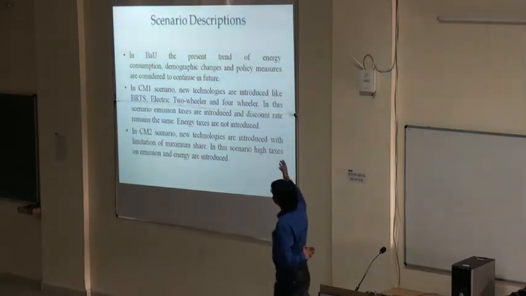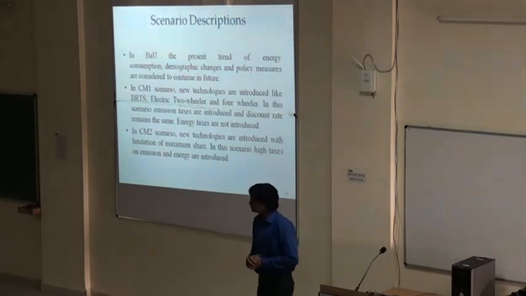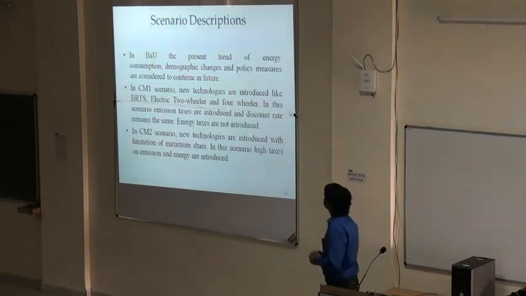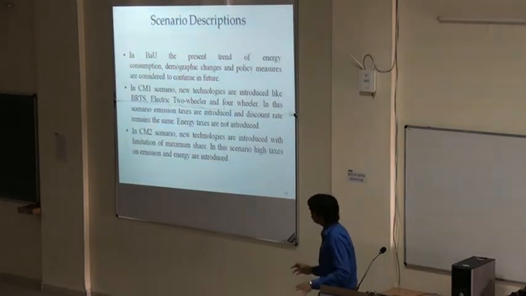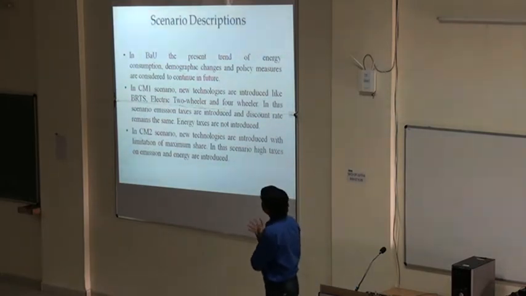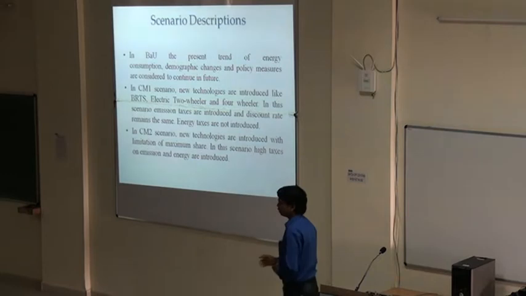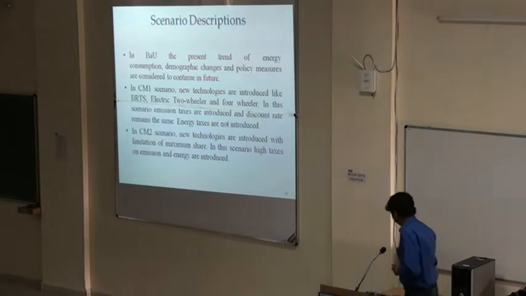In the CM1 scenario, new technologies are introduced like electrical two-wheelers and four-wheelers. In this scenario, emission taxes are introduced and the discount rates remain the same. Energy taxes are not introduced in the CM1 scenario. In the CM2 scenario, new technologies are introduced with limitations of maximum share to the renewable. In this scenario, high taxes on the emissions and energy taxes are introduced.